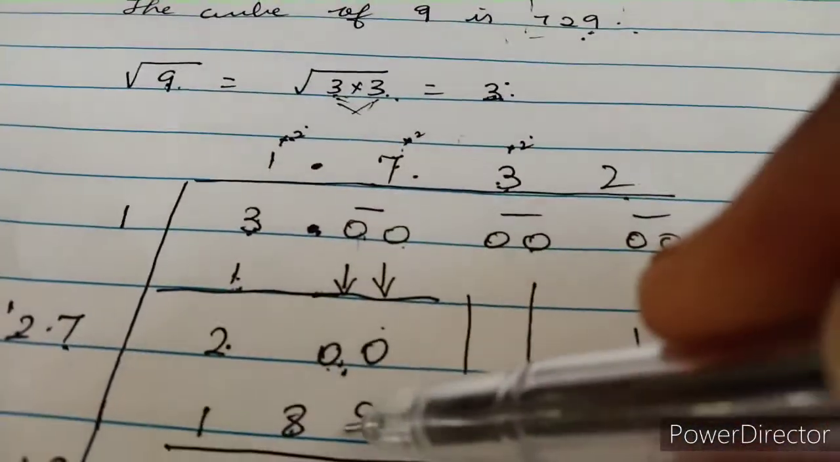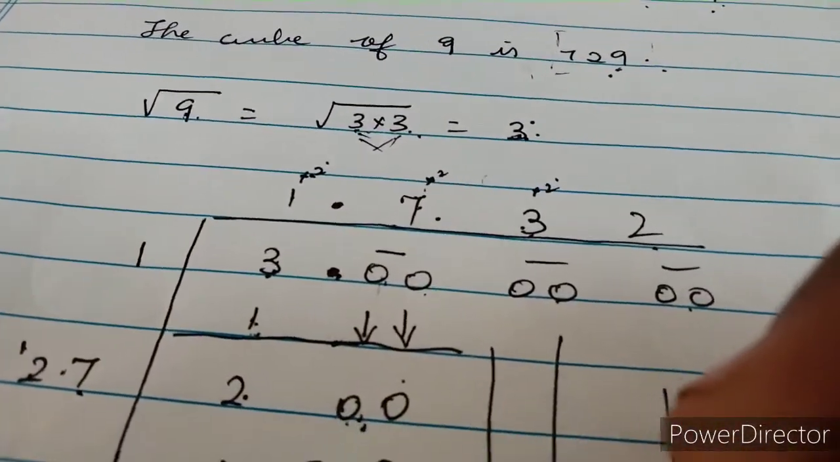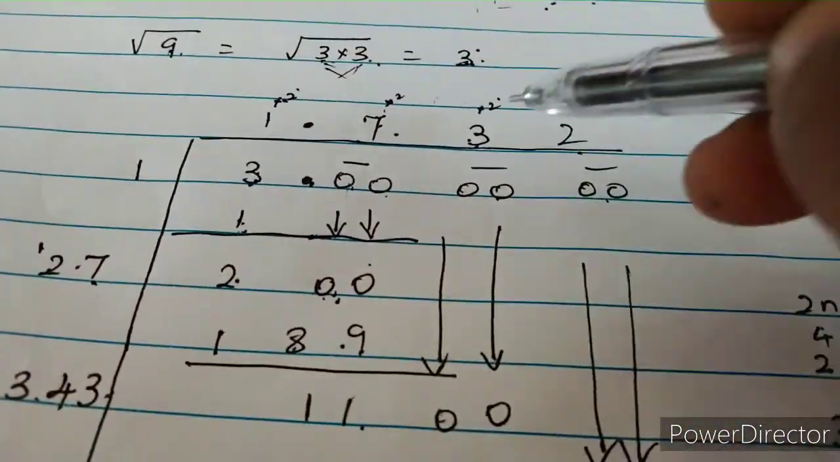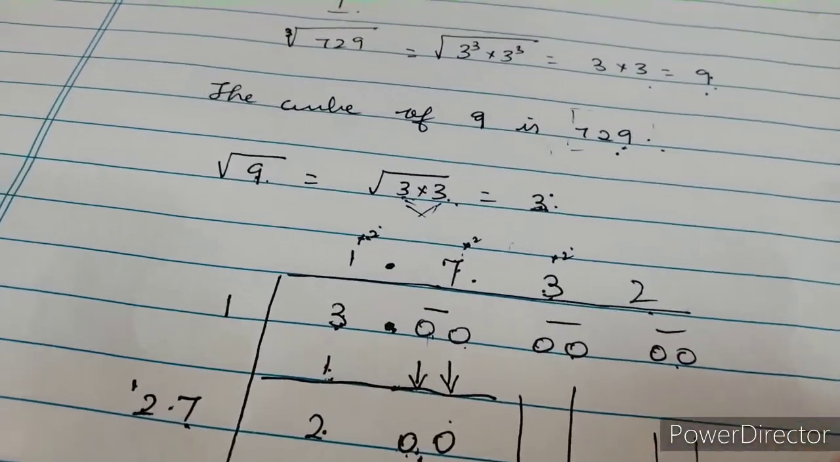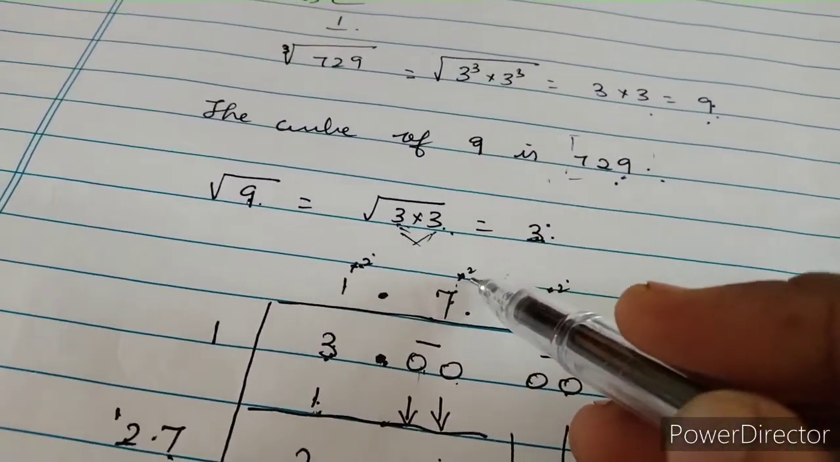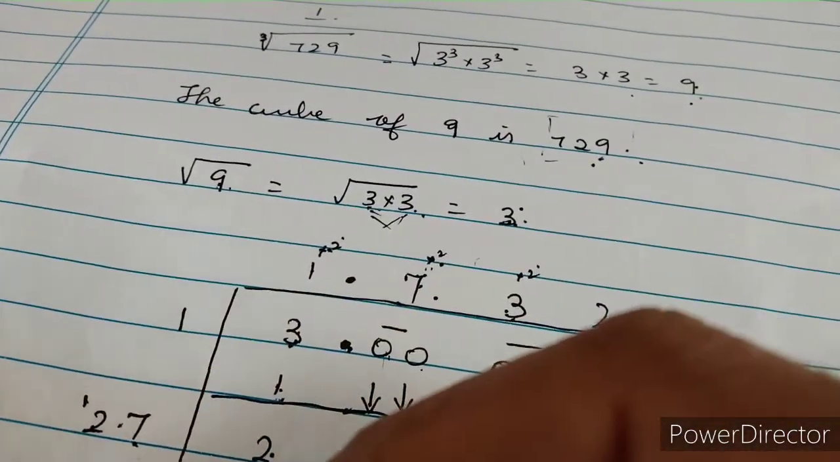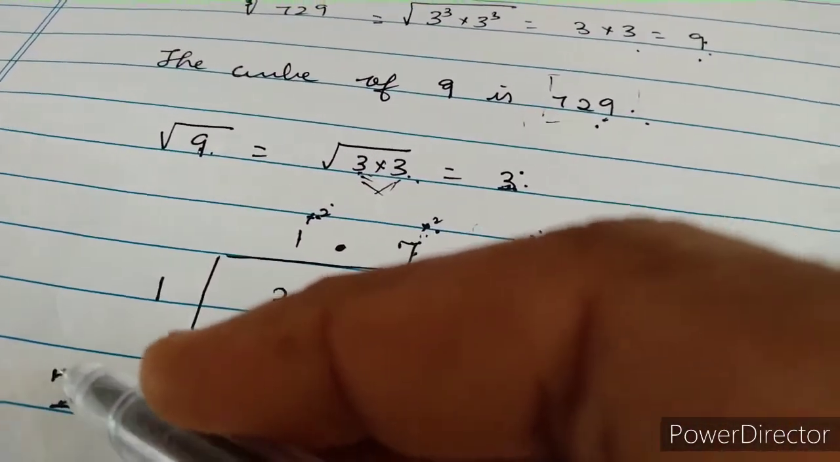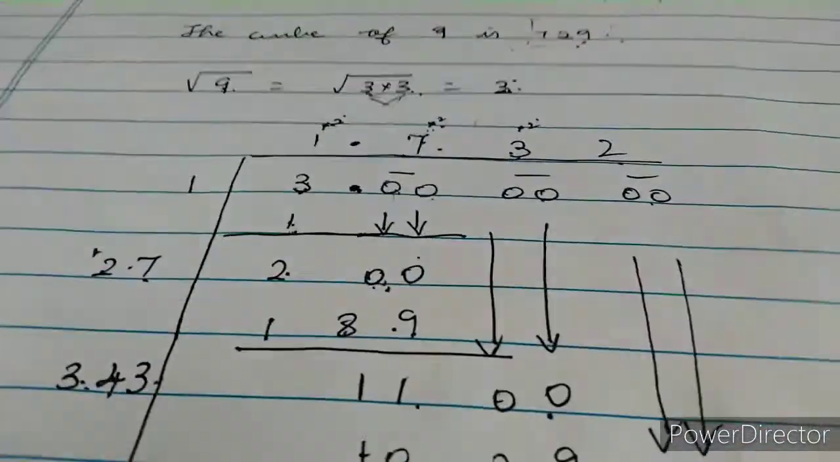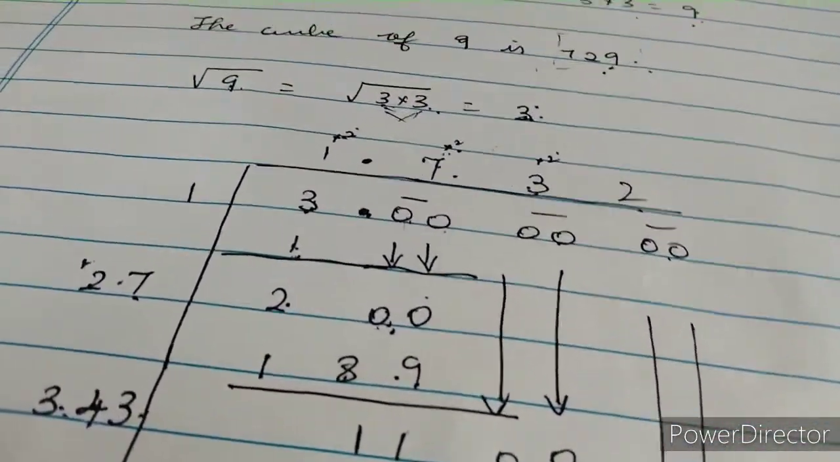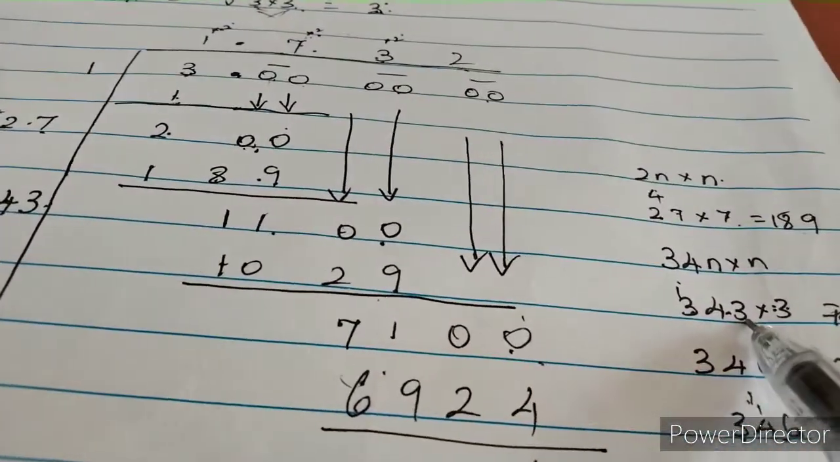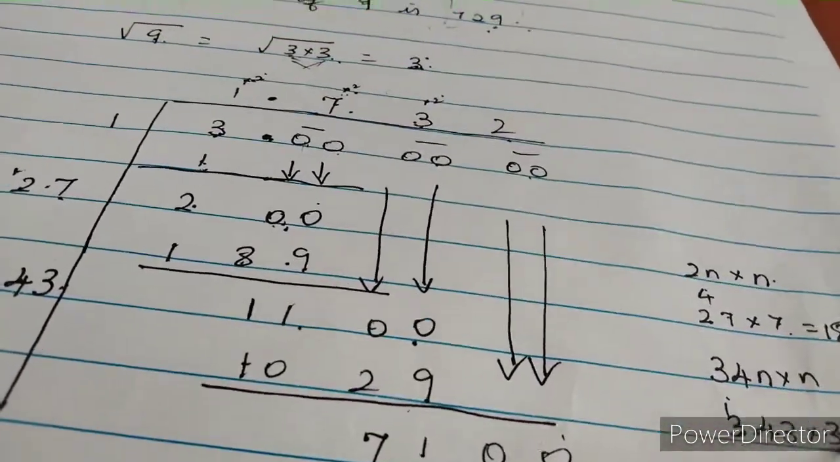Therefore, 27 into 7 is 189. Then subtract, and you will get 11. Bring both the numbers down together. Now, the top number you have to multiply by 2. 7 2s are 14. So, 4 carry 1. 2 plus 1 is 3. Now, 34n into n. So, here in the place of n, you will substitute the value 3.